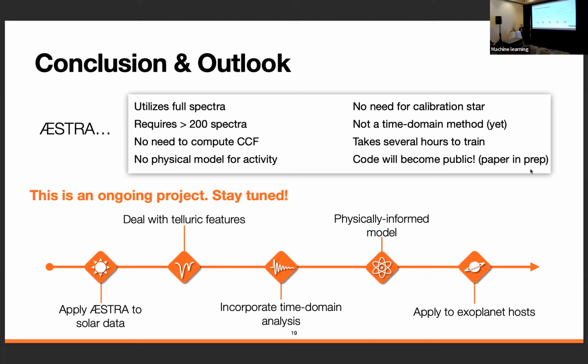In the near future, I will be applying Astra to solar data, where I need to deal with some telluric features, incorporate time domain analysis, and the hope is that I can build a more physically informed model, like the way we inject the knowledge of Doppler shift into the model. Eventually, we hope to apply this method to exoplanet hosts, improving characterization and looking to validate some low signal to noise candidates. I can stop here and take any questions.